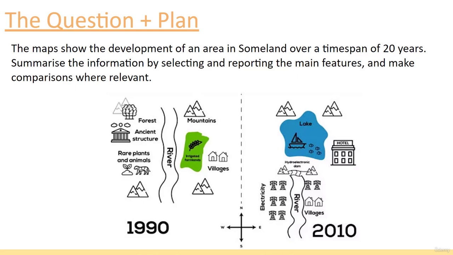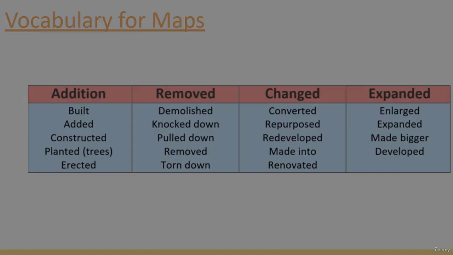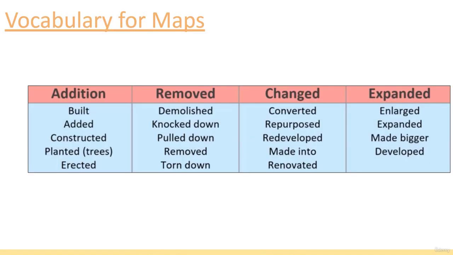Now, the next thing I want to show you is super important for maps, and that is our vocabulary. So this is taken from IELTS Writing 7+, and this gives you some great language. I would bookmark this and practice using this language. It gives you some really focused vocabulary for 4 different types of changes on maps.